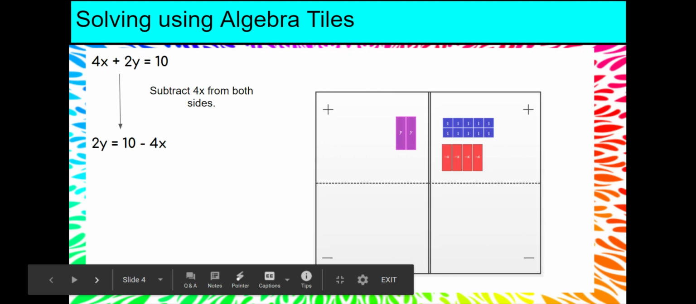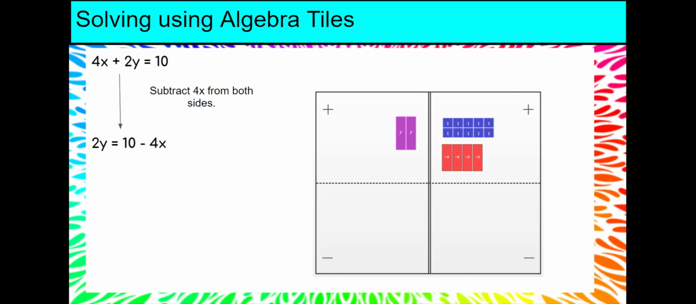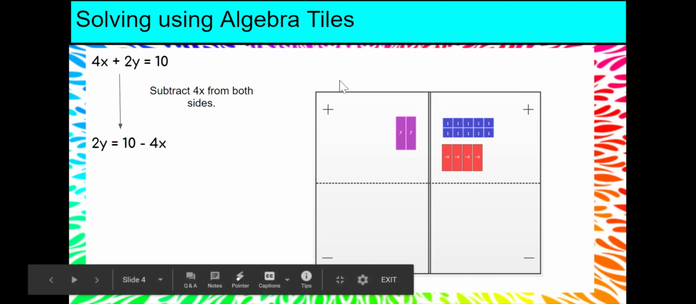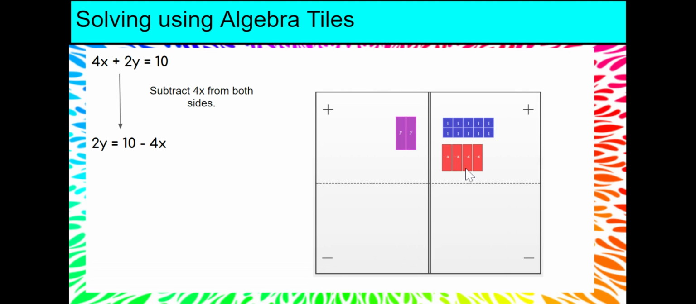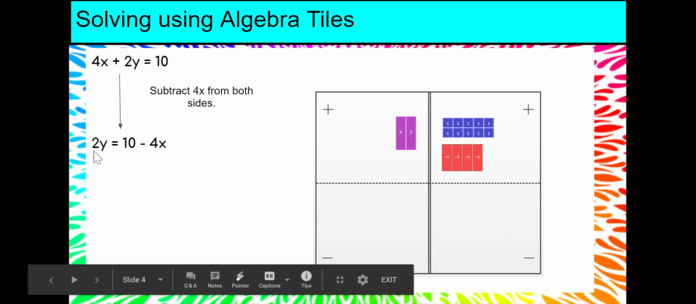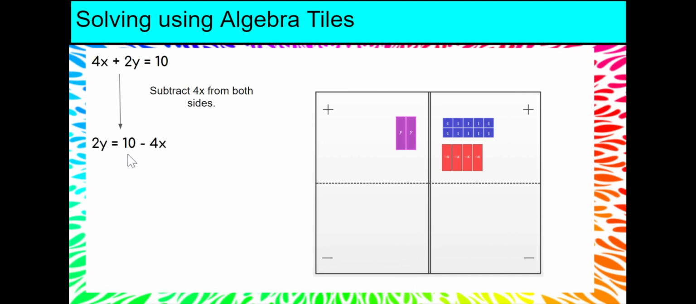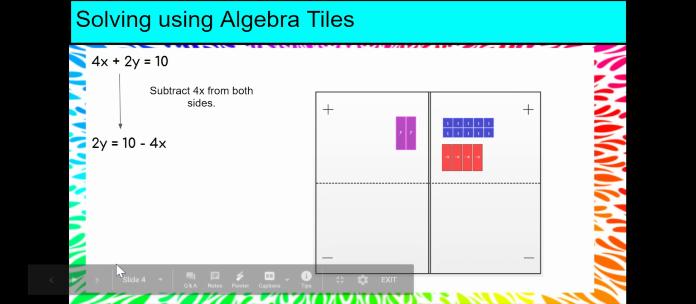So our first step is to move our x tiles to the other side of the equal sign, or move it to the other side of our mat. By doing this, we have to subtract 4 x's from both sides when we do this algebraically. Or if we're doing our legal moves, we move them to the other side by flipping them, or taking the opposite value of what they were. So when they were on one side of the mat, they were positive, and now on the other side, they become negative. In our equation, we show this by saying 2y's on one side. We still have our 10 unit tiles, but now we have 4 negative x tiles.